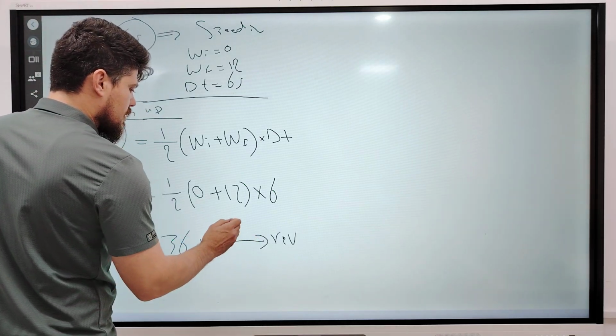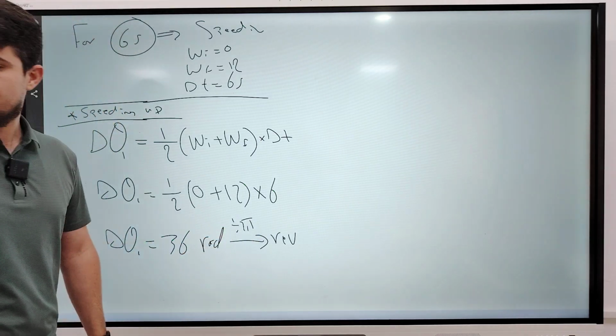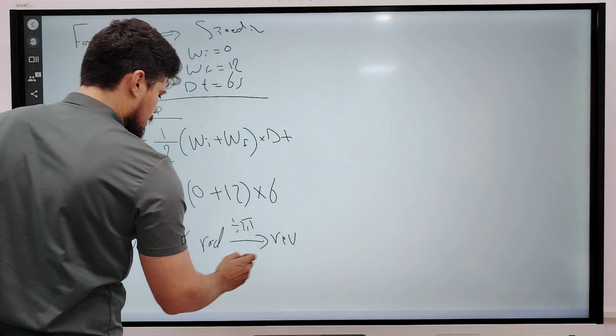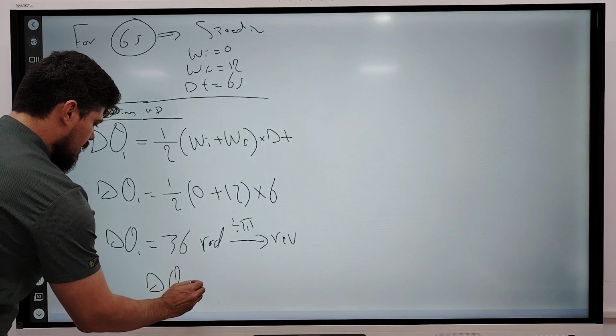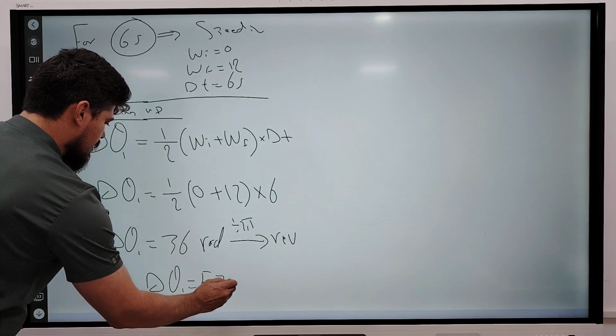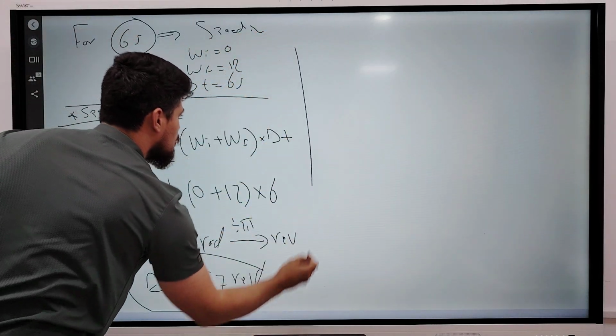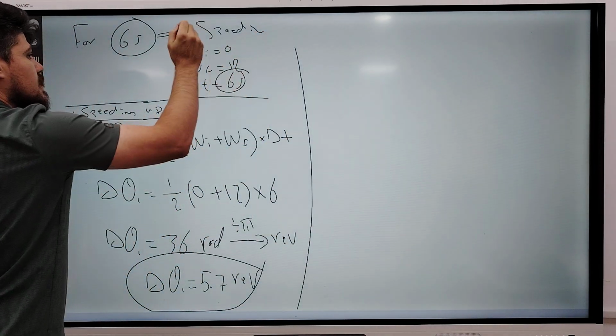Convert to revolutions by dividing by 2 pi. That is equal to 36 divided by 2 pi, which is 5.7. Theta is equal to 5.7 revolutions, during speeding up in 6 seconds.